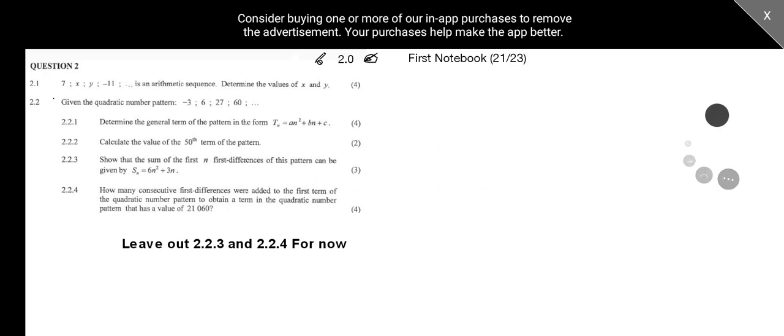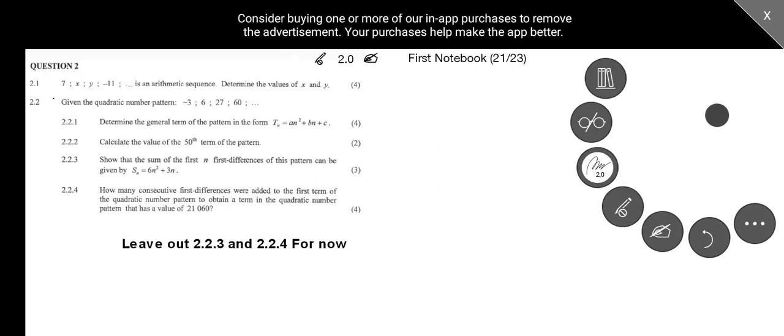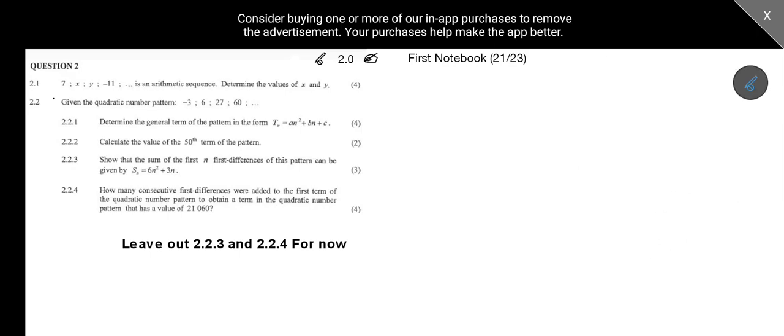So now, in 2.2, we will skip 2.2.3 and 2.2.4 since they are not based on what we have done. 2.2 says we have been given the sequence -3, 6, 27, as well as 60. 2.2.1 says determine the general term for the pattern in the form Tn equal to an squared plus bn plus c. Remember, we've said if an examiner doesn't say general term, he will say nth term, or he will say the defining equation of the pattern.